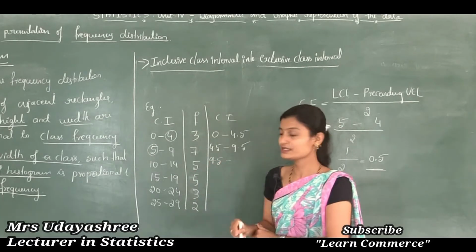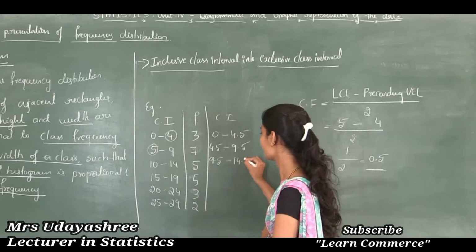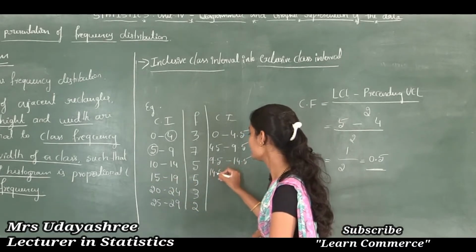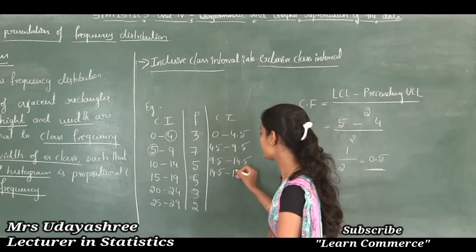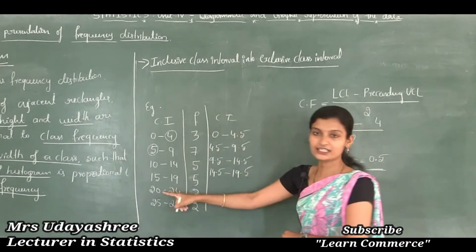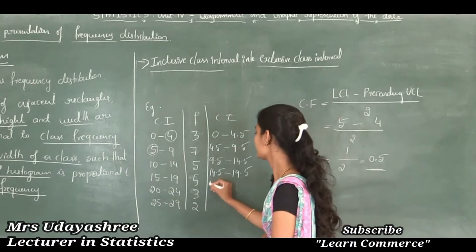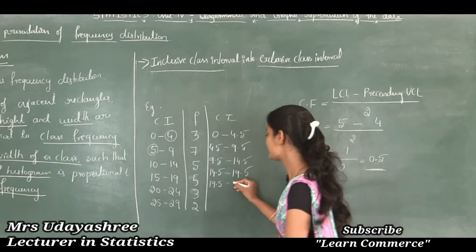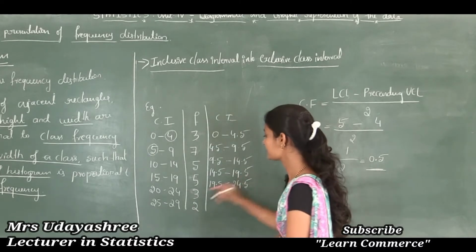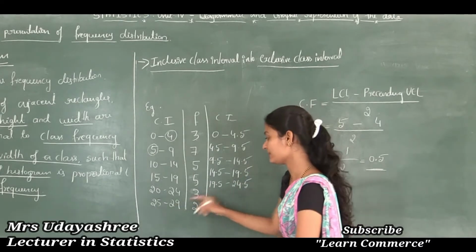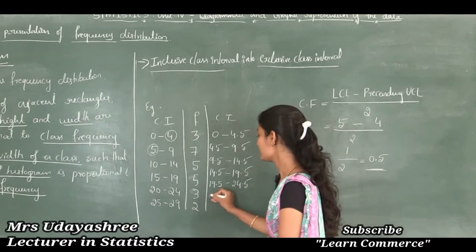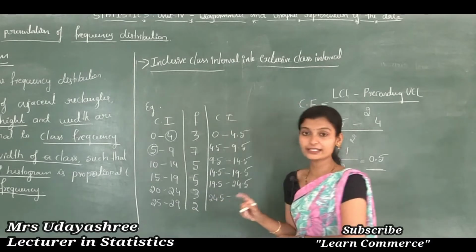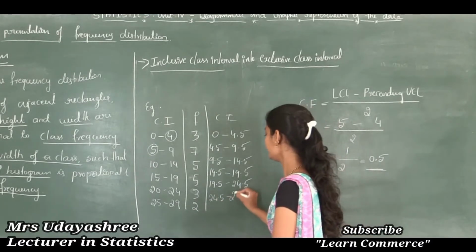Next, 14 plus 0.5 is 14.5. Then 15 minus 0.5 is 14.5. Then 19 plus 0.5 is 19.5, and 20 minus 0.5 is 19.5. Then 24 plus 0.5 is 24.5, and 25 minus 0.5 is 24.5. Then 29 plus 0.5 is 29.5.